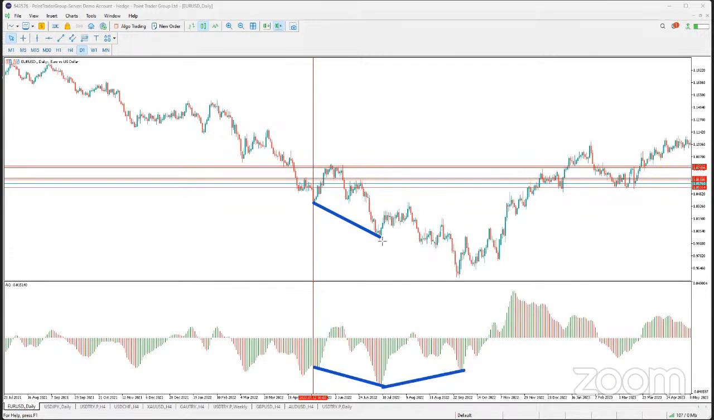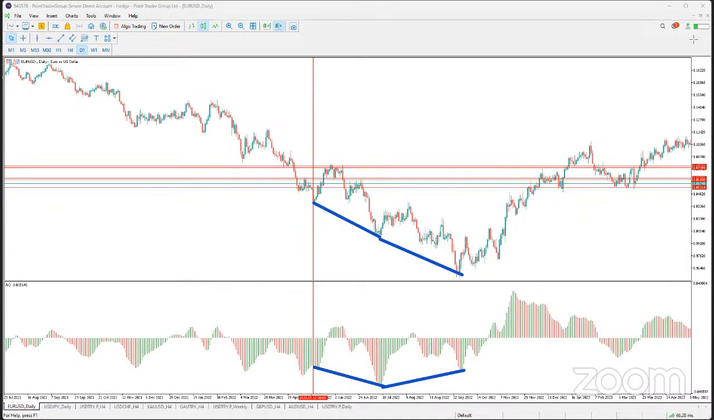Look at this, and look at this. What do you think of these two? There is a divergence, yes, because the price is going lower. There's a lower low, and the indicator is going higher low. So in this case, there is a divergence. It's a bullish divergence. You can go long.